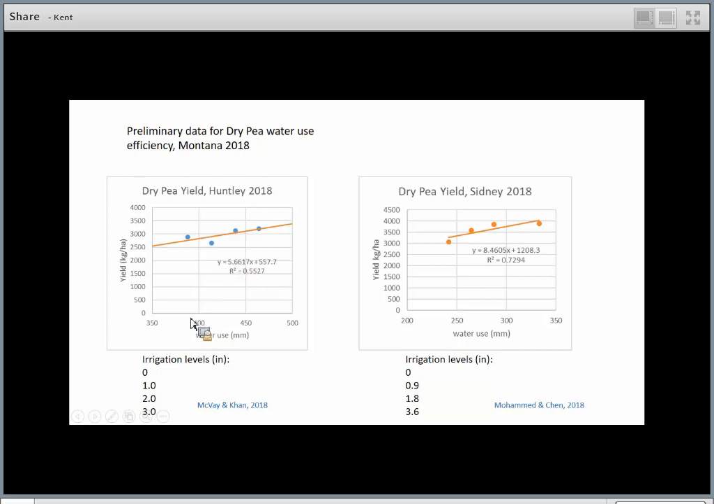And again, this is millimeters, so it's kilograms per hectare per millimeter. Yusuf got around 8.4. That's very comparable to what we saw from Colorado for peas. All we did was with peas, and all I did was irrigation levels. If we added an inch, 2 inches, and 3 inches as our treatments, he did similar, 0.9, 1.8, and 3.6.